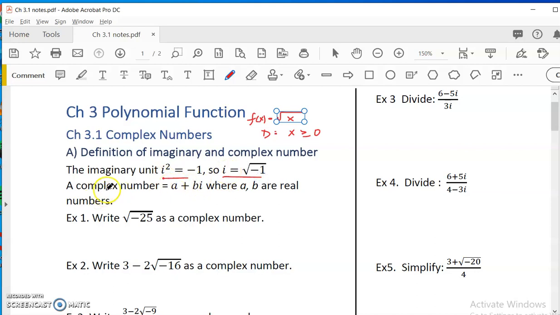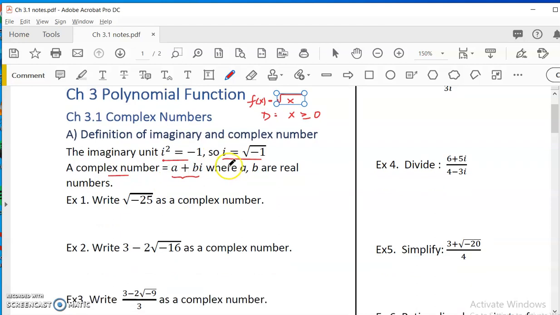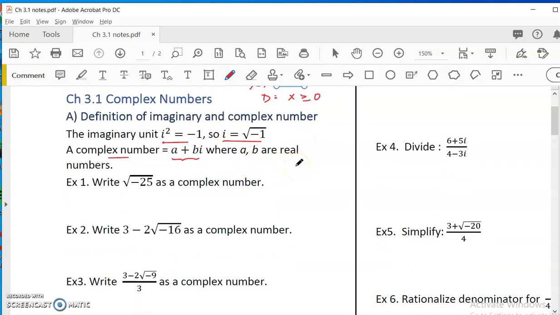Okay. And then a complex number is formed by combining i with a real number as a sum. So you can form a number with a real part, just 5 or -2 or 3.2, add the imaginary part, bi, and this combined together, where b is also a real number, is called a complex number. This is called the standard form of a complex number. All complex numbers can be written in this form.